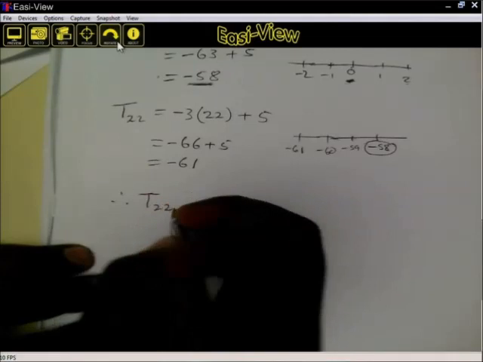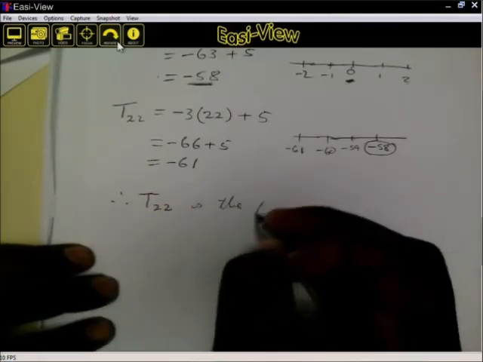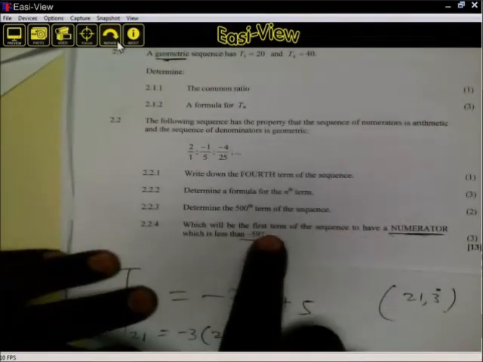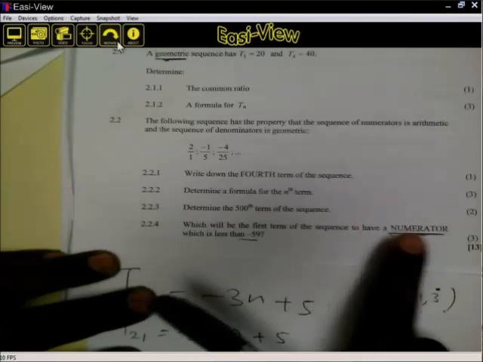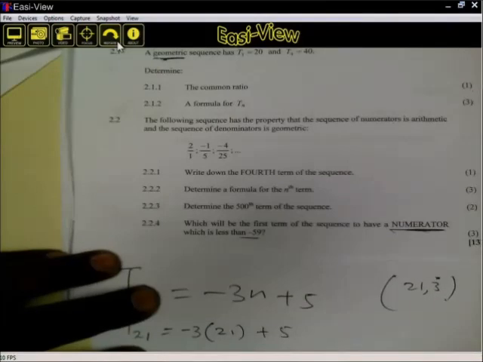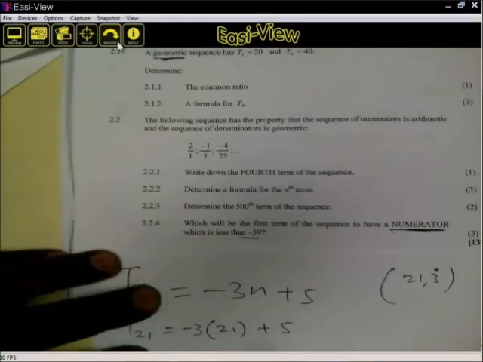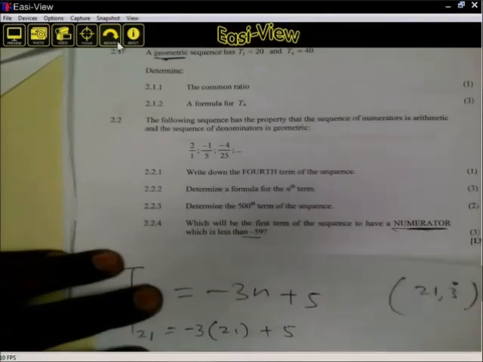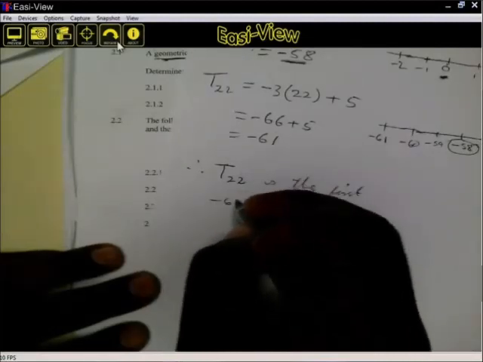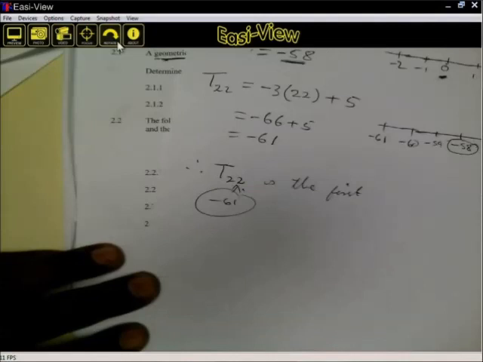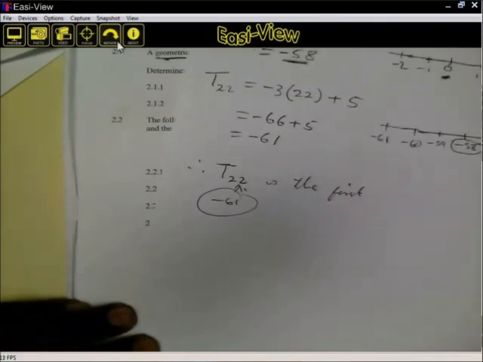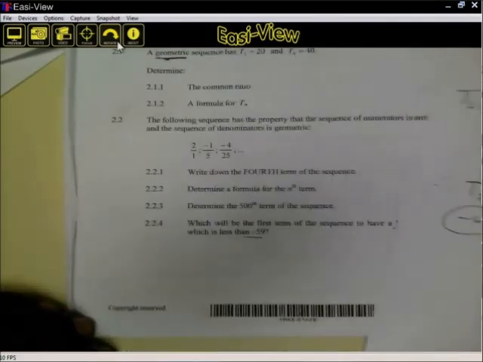So in our conclusion, we therefore say, term number 22 is the first term of the sequence to have a numerator which is less than negative 59. You will write that. That conclusion is very important because they asked which will be the first term of the sequence to have a numerator which is less than negative 59. So that will be negative 61, which is term number 22. So we can also say negative 61 is the first term to be less than negative 59 in our numerator. That is how we answered it.